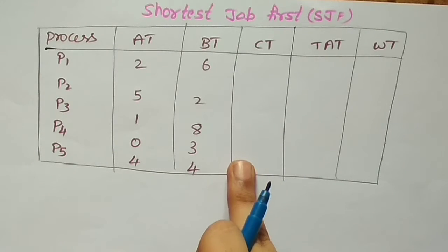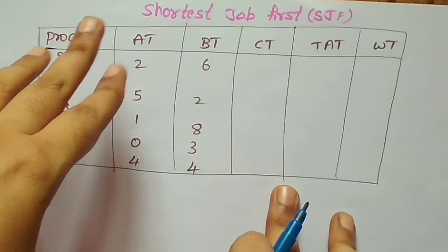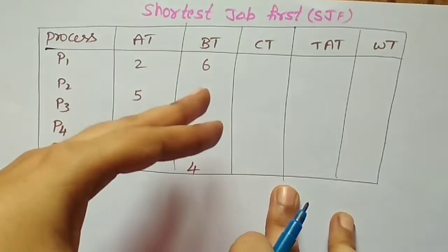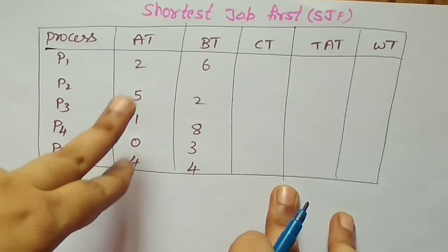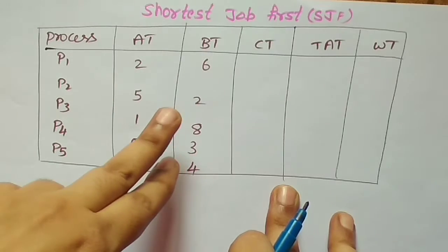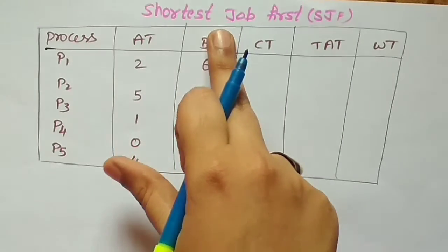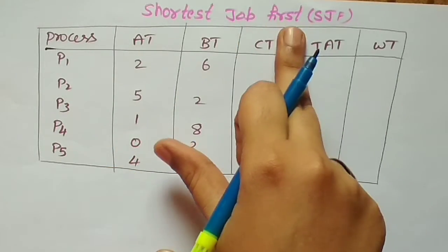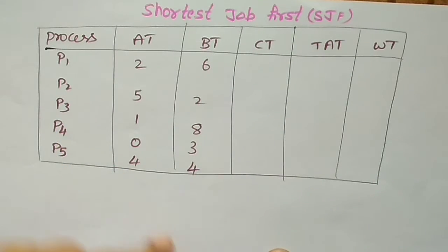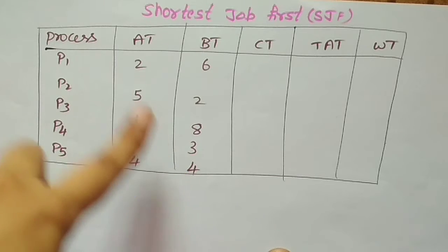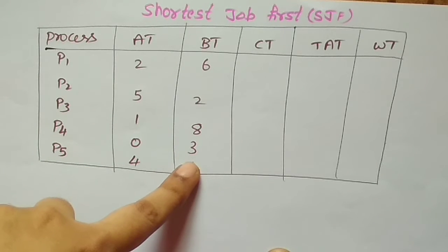The shortest job first scheduling algorithm is also called the non-preemptive shortest job first scheduling algorithm, because the process is executed by the CPU completely, based on the shortest burst time. The name itself denotes that the shortest job must be executed first by the CPU. The main criteria here is the burst time, so the process with the least burst time is executed first.